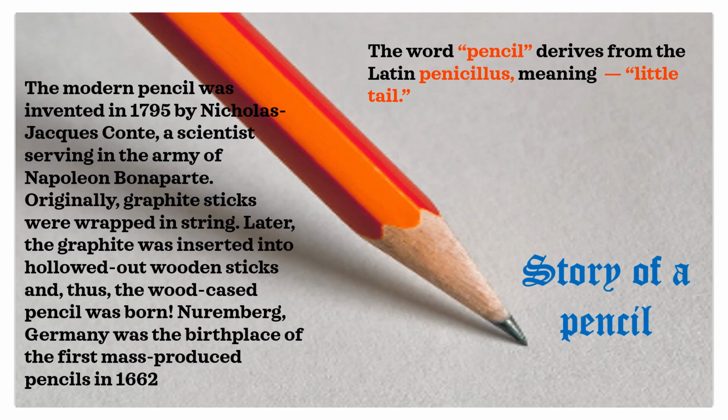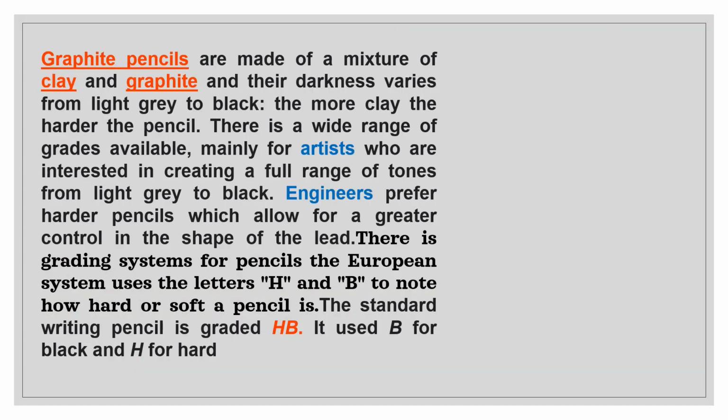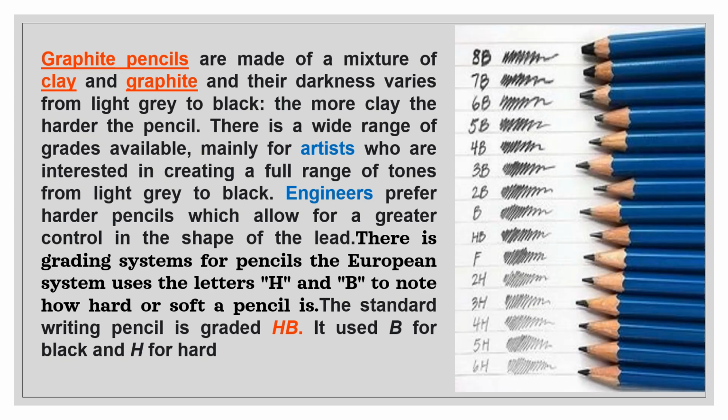Nuremberg, Germany was the birthplace of the first mass produced pencil in 1662. Graphite pencils are made of a mixture of clay and graphite, and their toughness varies from light gray to black. The more the clay, the harder the pencil. There is a wide range of grades available, mainly for artists who are interested in creating a full range of tones from light gray to black. Engineers prefer harder pencils, which allow for greater control in the shape of the lead.